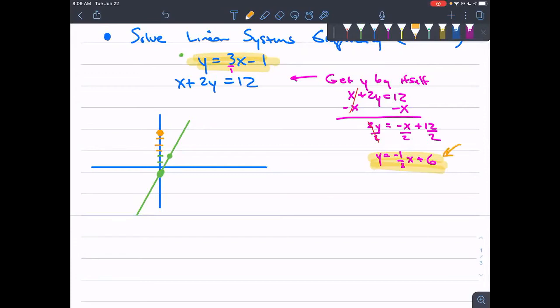And then we're going to go our rise and run. Always whatever's in front of x. Rise and run from that 6. So we're going to rise -1, so going down and then over 2. Down 1, over 2. That's our second dot.